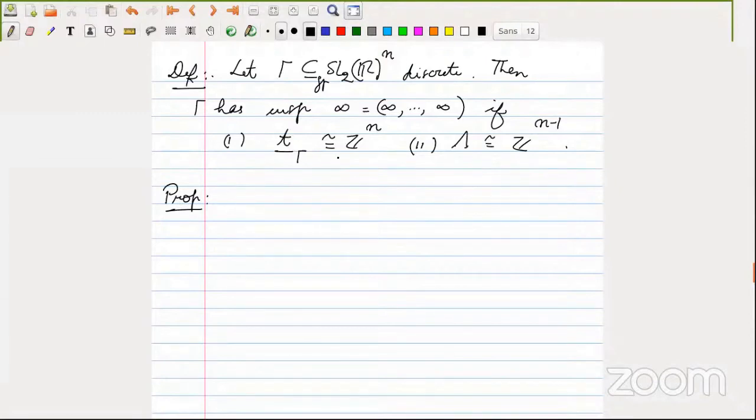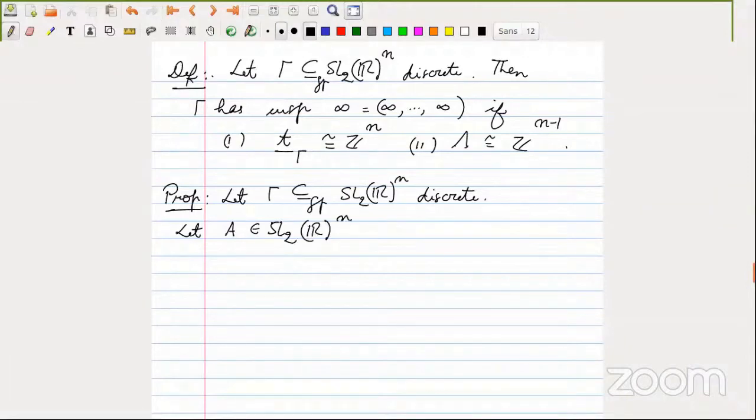Okay, so again, I have gamma to be a discrete subgroup. Again as before, let gamma be a discrete subgroup of SL2 R to the power of n. And then I have an element A inside SL2 R to the power of n, such that A gamma A inverse has a cusp at infinity, right?